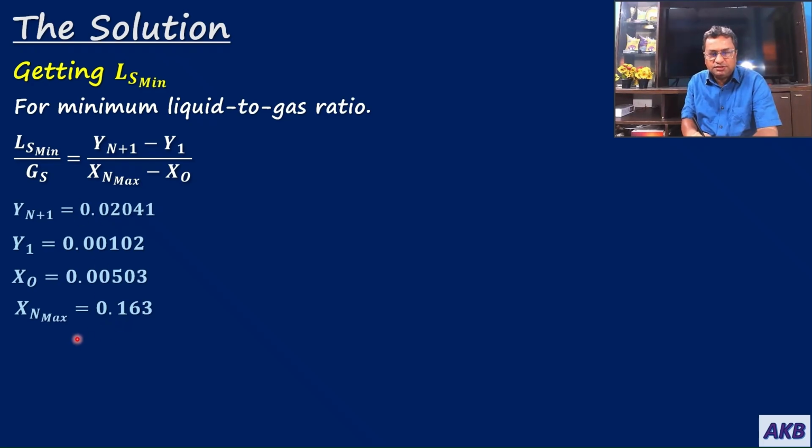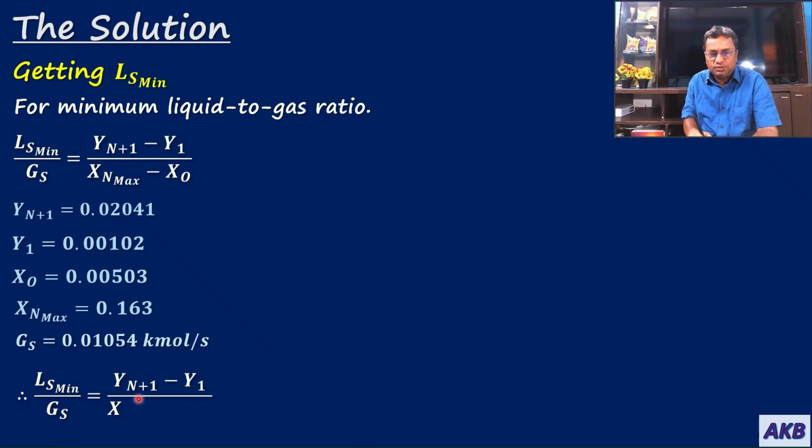So let us use these values. GS is also known to us. It is 0.01054 kilomole per second. The only unknown is LS minimum. So LS minimum divided by GS will be equal to yn plus 1 minus y1 divided by xn max minus x0.